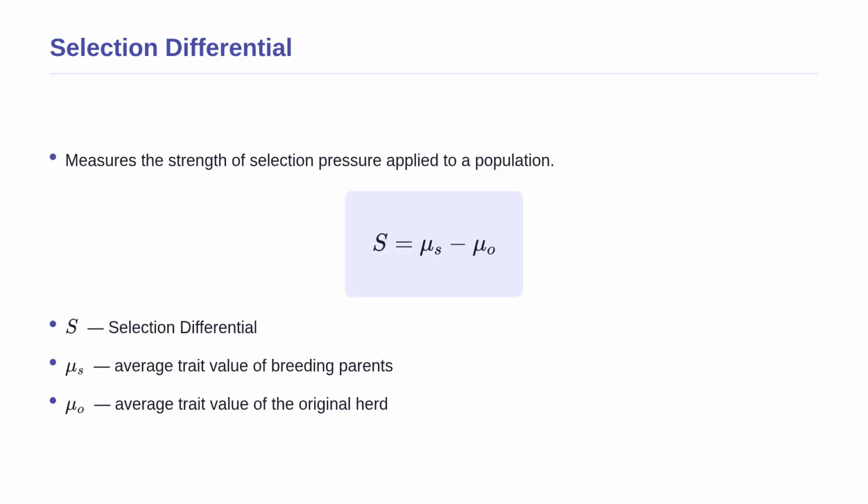This brings us to a mathematical way to predict evolution, starting with the selection differential. Conceptually, this measures how much better the chosen parents are compared to the general population. In this formula, S represents the selection differential. The symbol μS is the average trait value of the elite breeding parents, and μO is the average trait value of the entire original herd. By subtracting the original average from the selected average, we quantify the exact strength of the selection pressure being applied. If a farmer chooses only the very largest animals to breed, the selection differential will increase, representing a strong push to change the population.